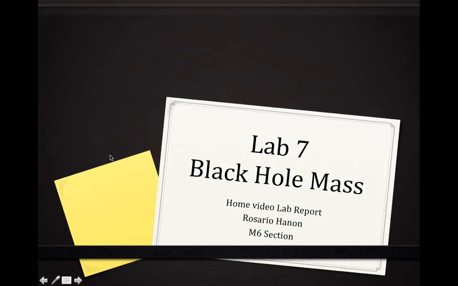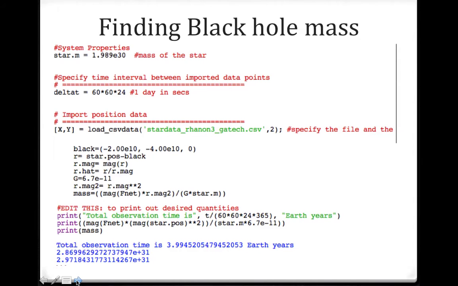This is my lab report on the black hole mass. Section M6. So for this lab we had to find the black hole mass using our code.